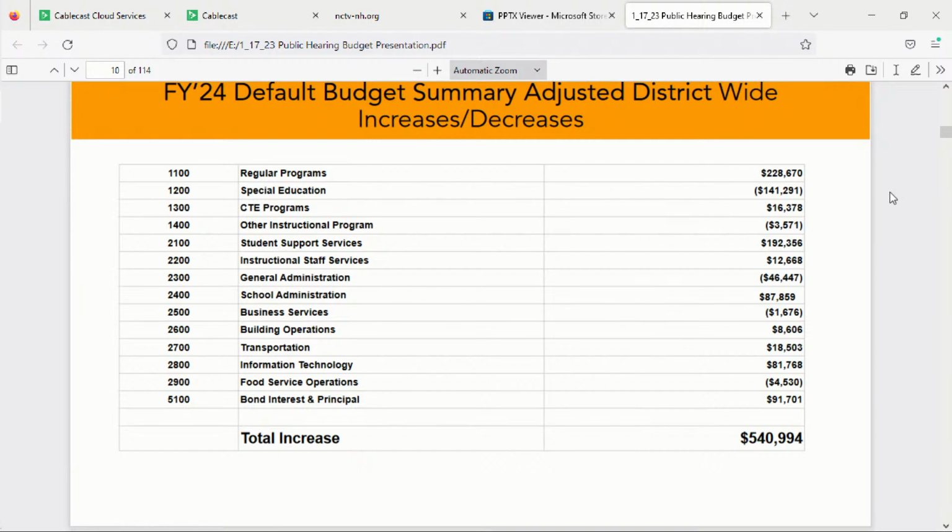General administration would be down 46,447. School administration is 87,859. Business services is 1,676. Building operations is 8,606. Transportation is 18,503. Information technology is 81,768. Food service operations is a negative 4,530. Bond interest and principal is 91,701 for a total increase of the default budget of 540,994.